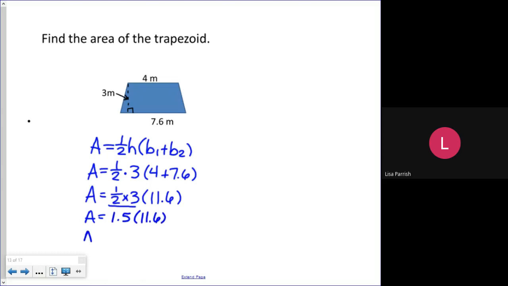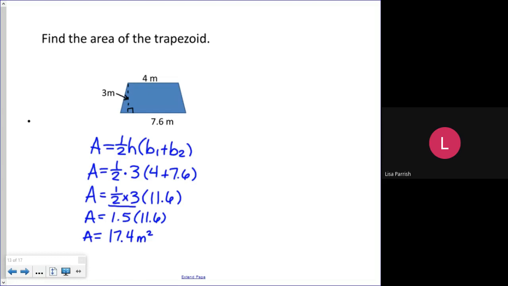And then I'm going to multiply. Those are touching. If you don't like the parentheses there, you can put the multiplication sign if that makes you feel more comfortable. So 1 5/10 times 11 6/10 becomes 17 4/10 meters squared.